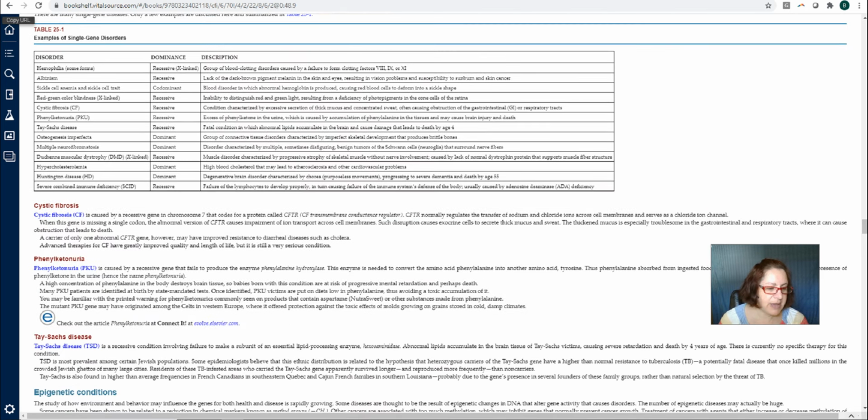So let's talk about some of these diseases, and then we'll get into the trisomy and the monosomies. So cystic fibrosis is caused by a recessive gene in chromosome number 7. And what happens here is that it affects the lungs. It affects a very thick mucus in the lungs. And so it makes it really difficult to breathe.